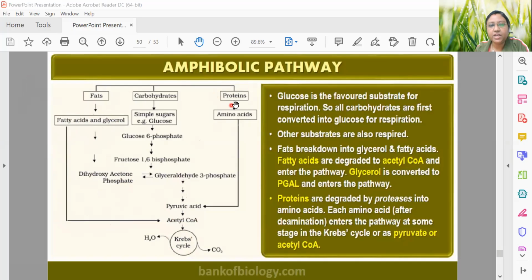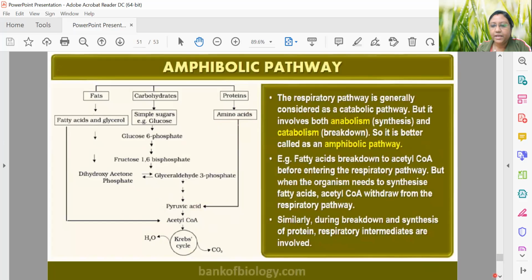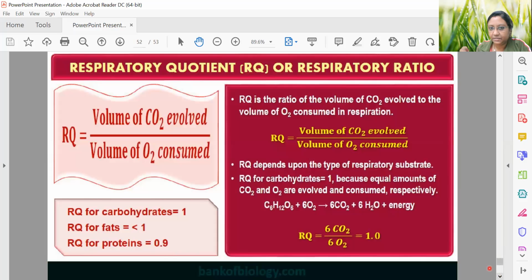In case of protein, obviously after digestion they will be converted into amino acids. These amino acids can be converted into pyruvic acid and can be utilized in TCA cycle. So this is how fat and proteins can invade in between TCA cycle and can be utilized. Okay, and this pathway is known as amphibolic pathway.